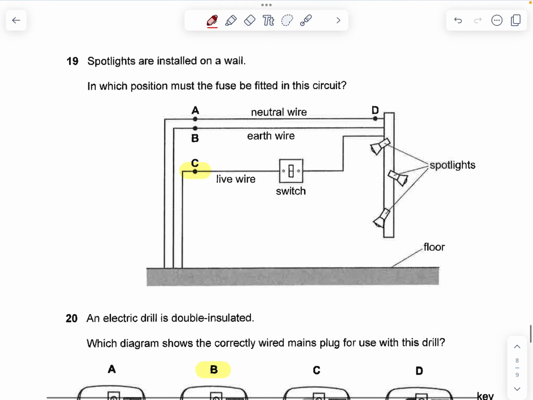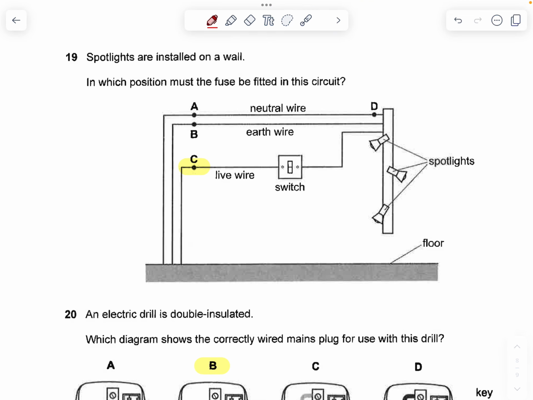Question 19. Spotlights are installed on the wall. In which position must the fuse be fitted in this circuit? Fuse and switch are always connected to the live wire.